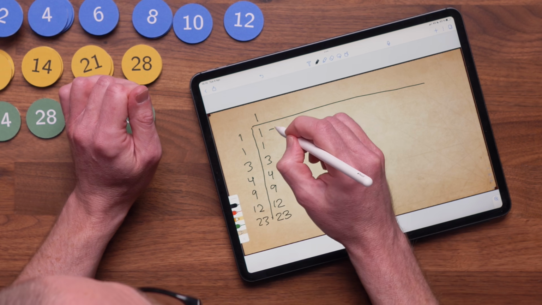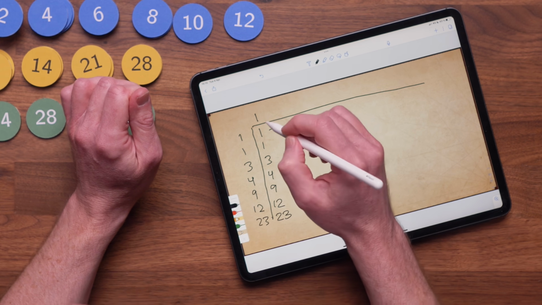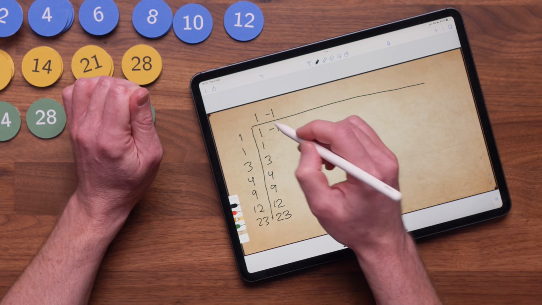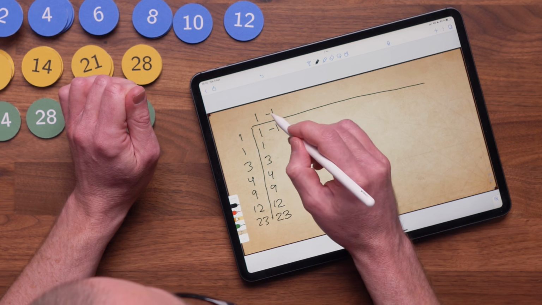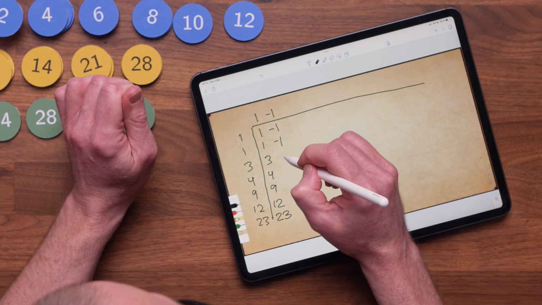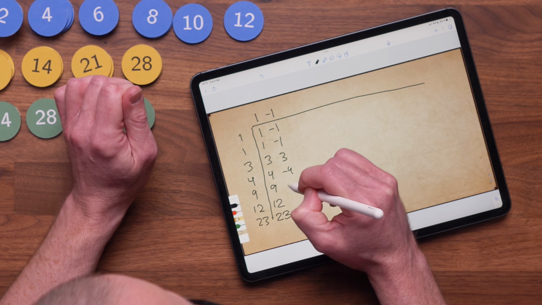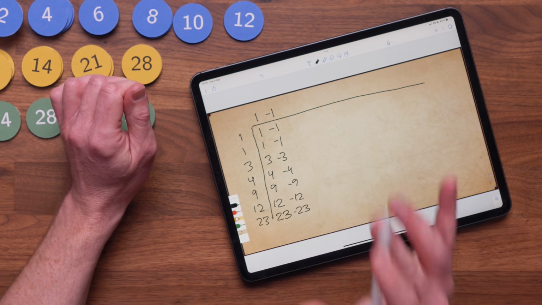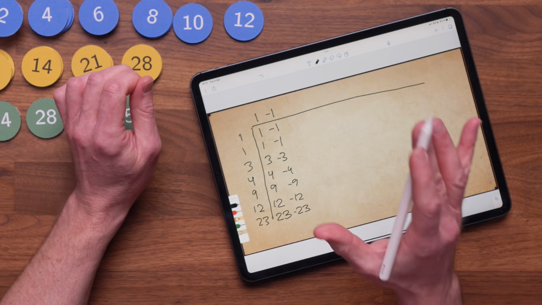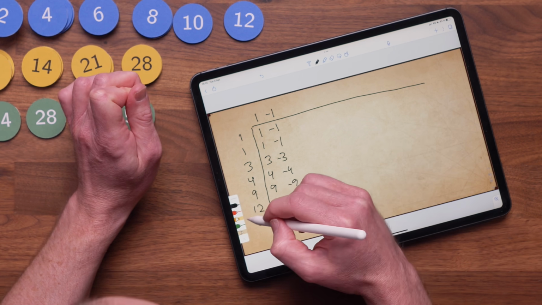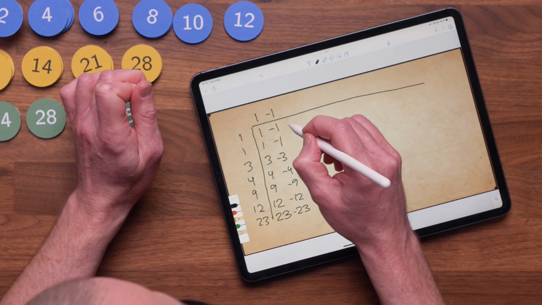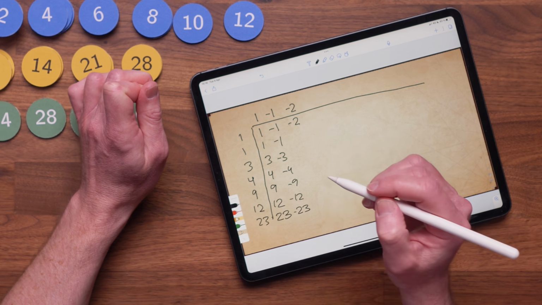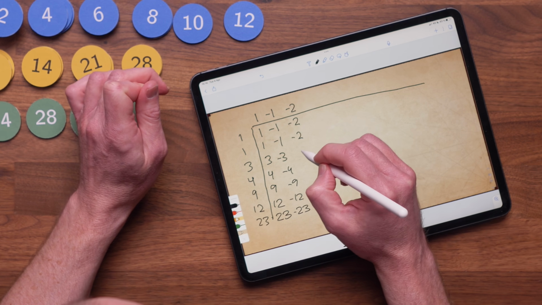That means I need a minus 1 here, and that gives me a minus 1 on top. I can fill out the second column, minus 1 times 1, minus 1 times 3, and so on. The next diagonal sum is 0 again, so I need a minus 2. That forces a minus 2 on top, and I can again fill out the rest of the column.